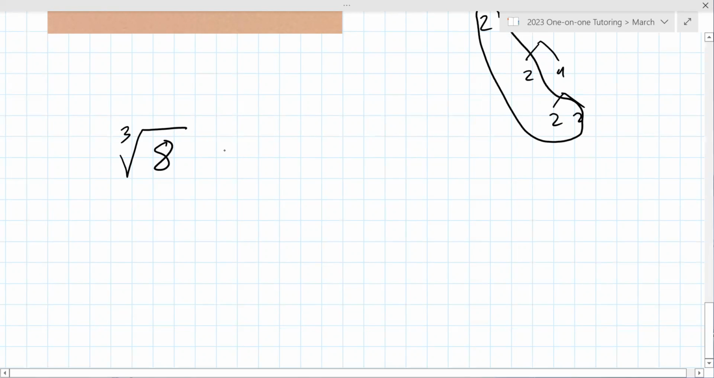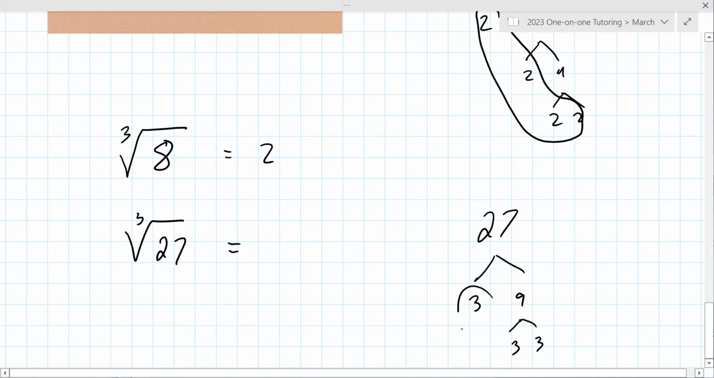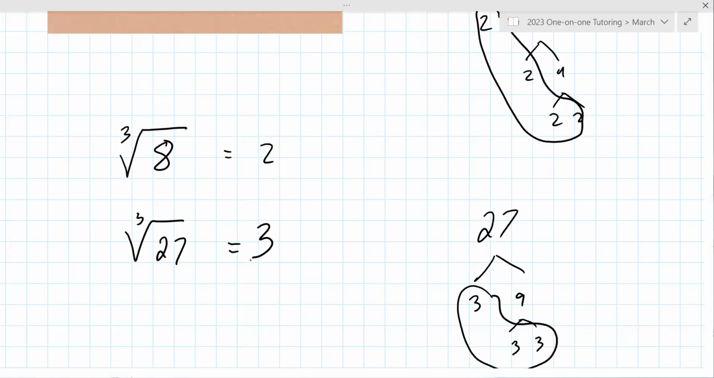2. Okay. How about the cube root of 27? So 27 breaks apart into 3, 9, 3 and 3. See how there's three 3s? There's only so many of these that work, full disclosure. There is not an infinite list that you need to know. There are an infinite number of these, but it's not that many to know.